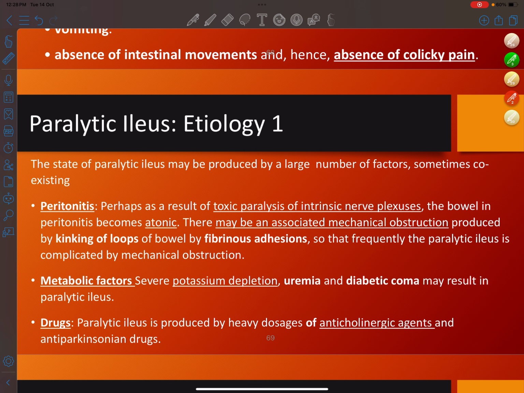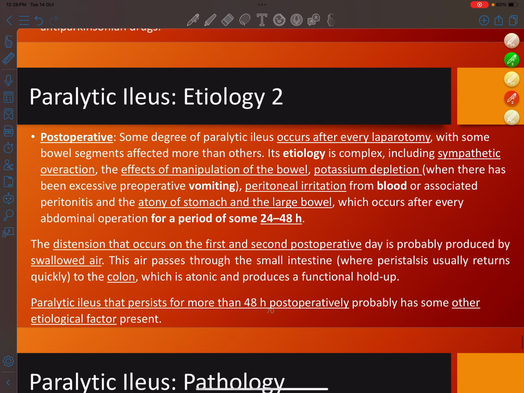Some drugs can precipitate this. So you observe the patient, you give him enough fluid, you correct his hypokalemia, and you wait, maximum 48 hours. After 48 hours, we should be looking for a cause of this prolonged ileus. We can do, for example, a CT scan with oral contrast to see if there is any leak.